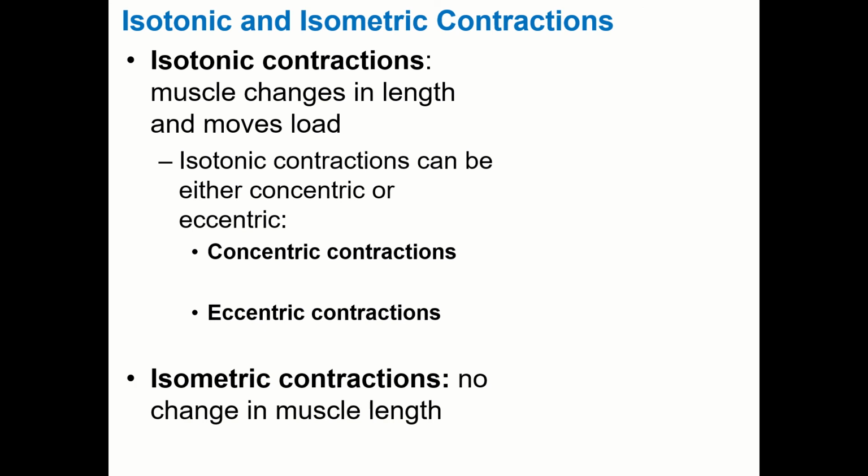Isometric contractions. So in an isometric contraction, there is no change in muscle length. So usually you are kind of fighting against an immovable object. And so you're contracting the muscle as hard as you can, but you get no change in length and no change in joint angle. So we see isometric contractions.